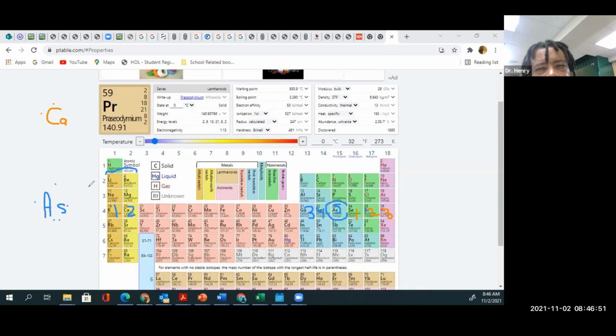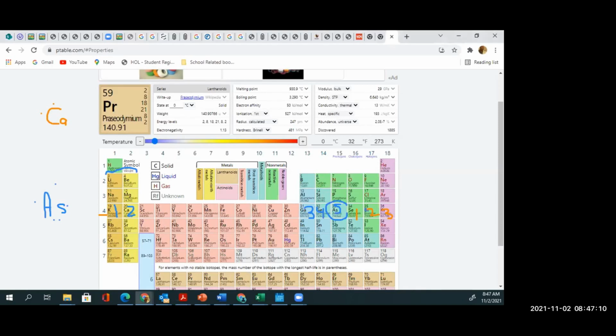Do you see that? So you just look at the period that the element is currently at, and you just count the S and the P, and that tells us the number of valence electrons, and that's how many dots we're going to have. Okay? That's the easiest way.